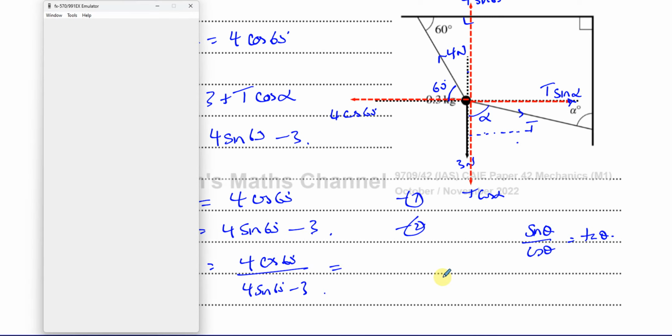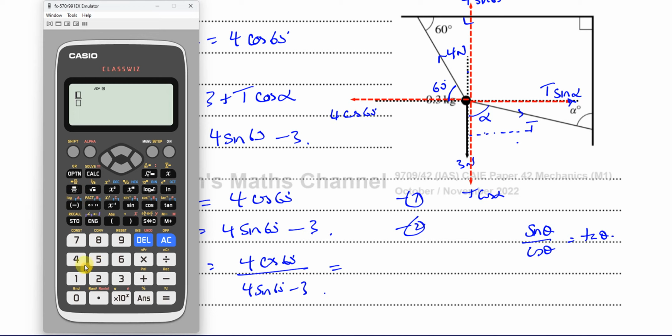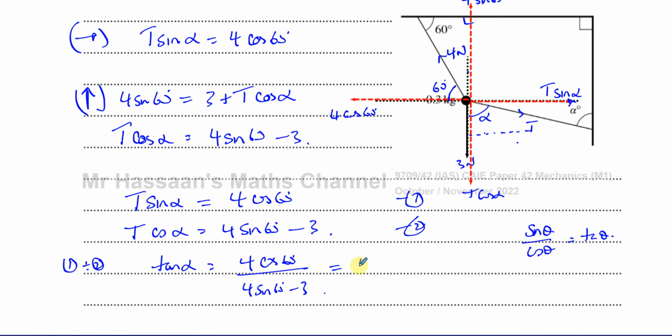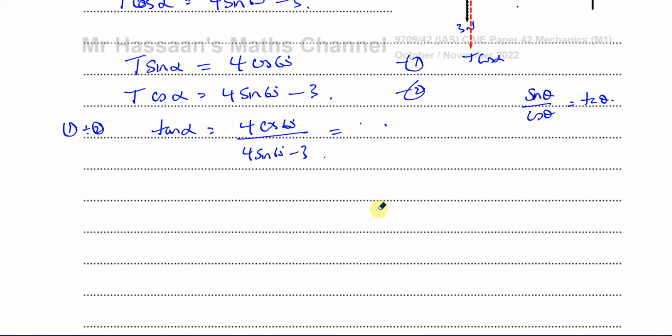I can just put it in my calculator straight away anyway. I don't have to bother writing it in its exact form. So 4 cosine 60 over 4 sine 60 minus 3, and that gives me 4.3094. In fact, what I want to find is alpha, so I could just put alpha equals inverse tan of all of this: 4 cosine 60 over 4 sine 60 minus 3. Okay, and that will give me alpha.